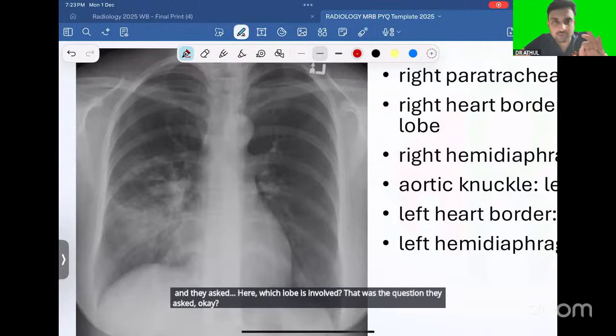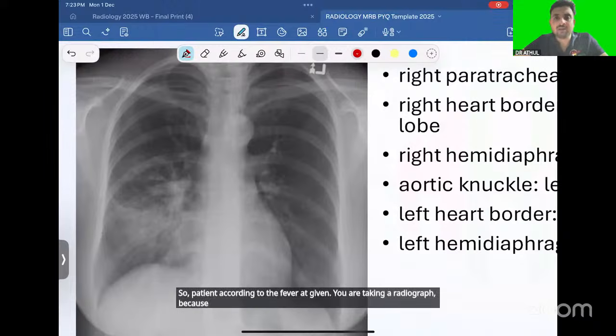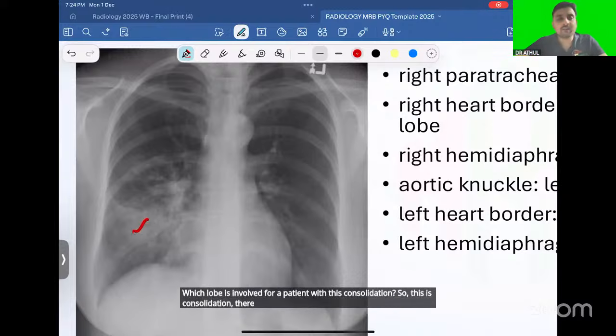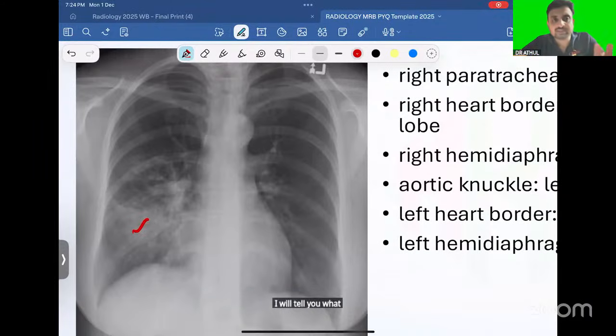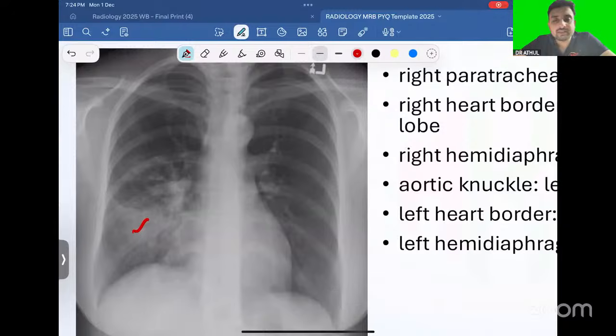A patient with fever and cough. You are taking a radiograph, with cough and sputum, and you are suspecting pneumonia. They are asking which lobe is involved for a patient with this consolidation. So this is consolidation, there is no doubt. I will tell you how this is consolidation, but that is another story. All of you are telling that this is the right middle lobe. So let me ask you, why is it not the right lower lobe?